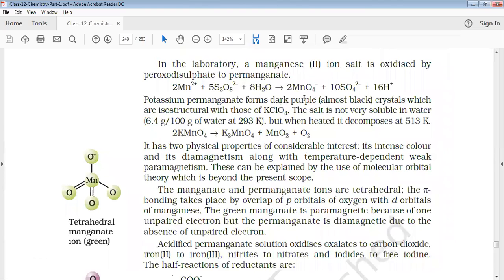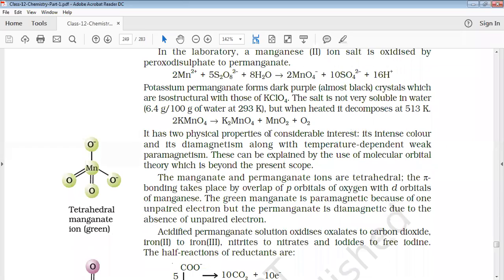So this is the laboratory method that we read now, and this is the property of manganate.